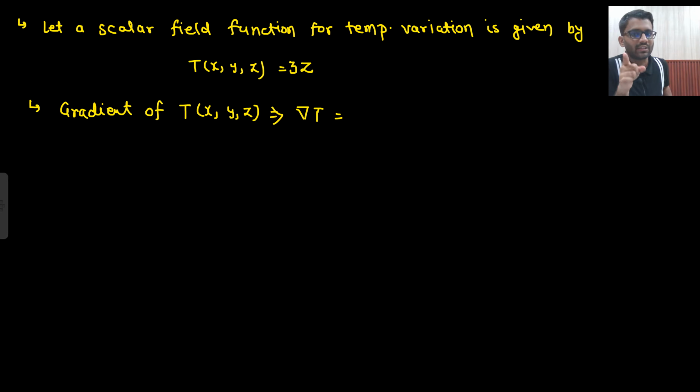So that is represented by T(x, y, z) equals 3z. So your temperature is varying with respect to the z coordinate. Can you find the gradient of that? How will you find the gradient?